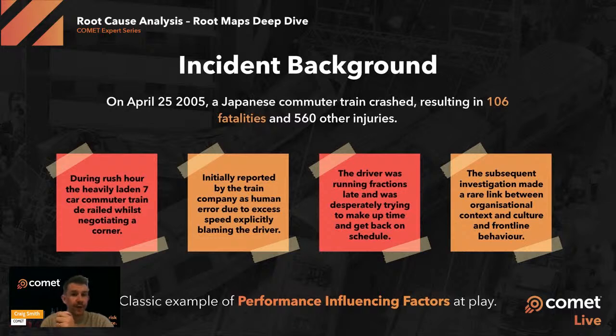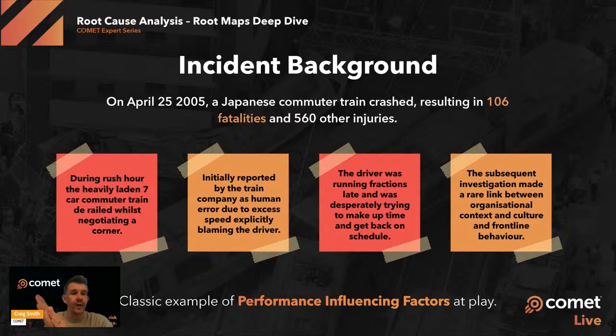On the 25th of April 2005, a Japanese commuter train crashed, resulting in 106 fatalities and 560 other injuries, a proportion of which, of course, would have been serious. Now, as we'll go on to explain, for any of us that have travelled on the public transport system, indeed the train system, in Japan, we could all compare that to the quality sometimes of the timings of trains at home. These things run to absolute clockwork, and culturally it's something very important and close to them, as we will explore.